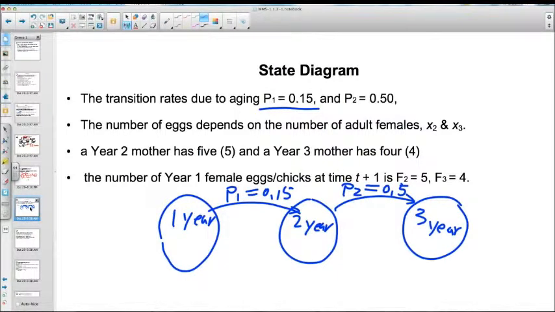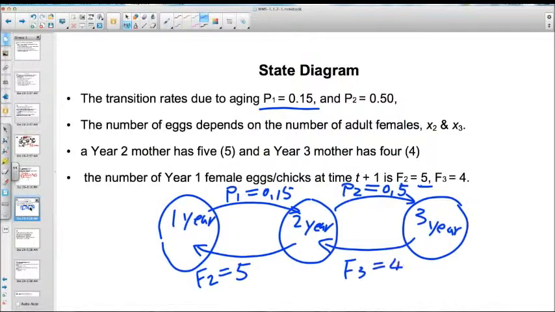And for the other two, we have to be a little more careful. Because our population only focuses on the female birds, and only the female birds lay eggs. So we make the assumption that 50% of our eggs are female. So among the 10 eggs the second year birds laid, only 5 are female. That's why F2 equals 5. And among the 8 eggs, we only get 4, half of it, as female eggs. That's what matters.